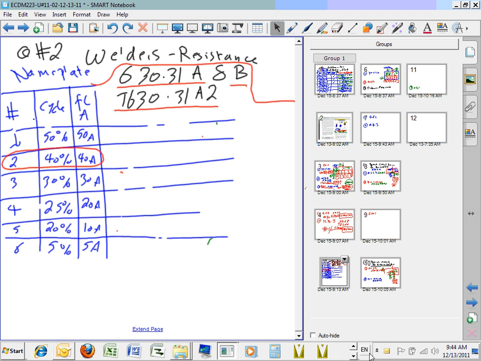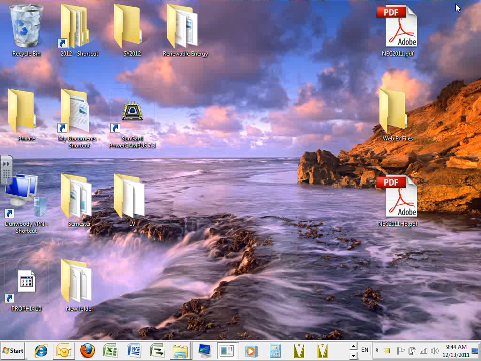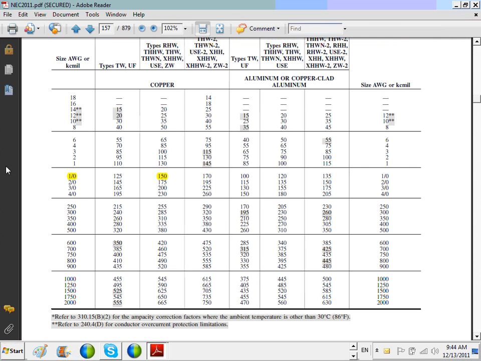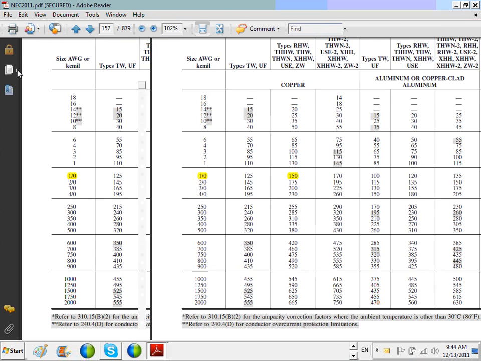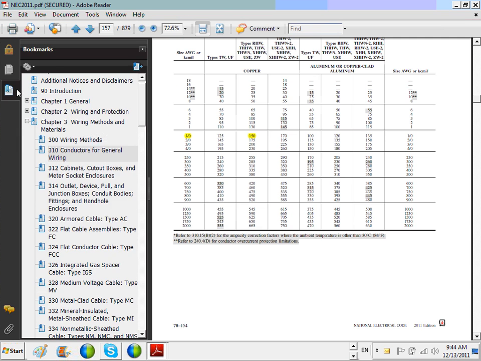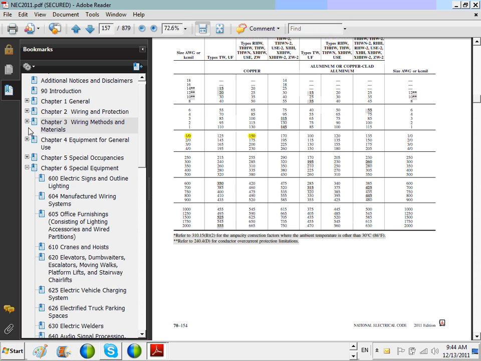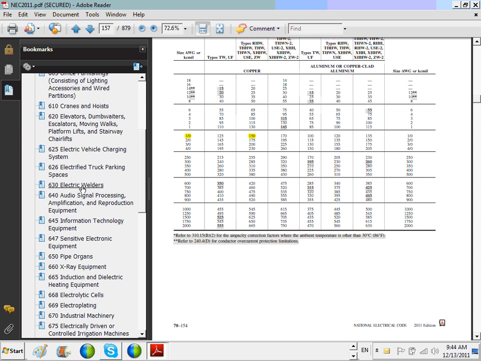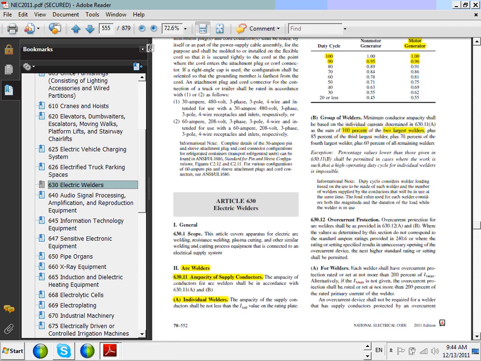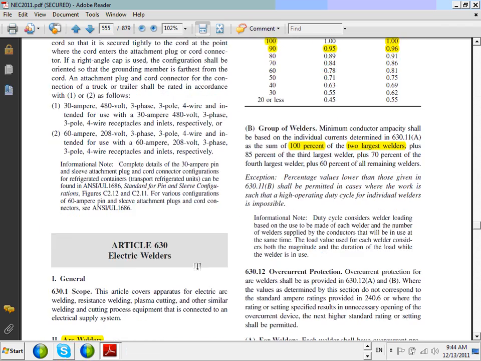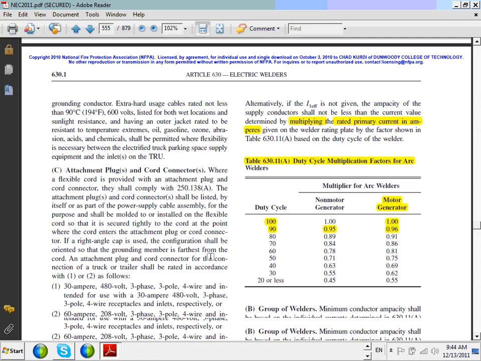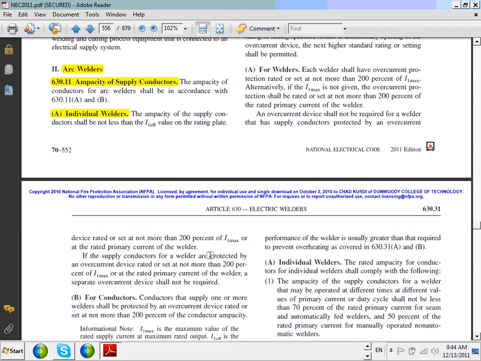Okay, so I have a welder of the resistance type. Let's go back to my code, and I want you please to highlight a few things. Minimize this, go all the way to Mr. Welder. Now, okay, so we know this is an arc welder. The second type of welder is the resistance welder, guys.